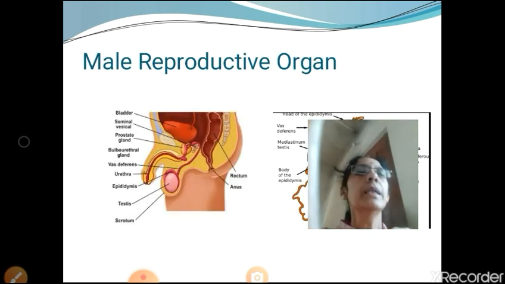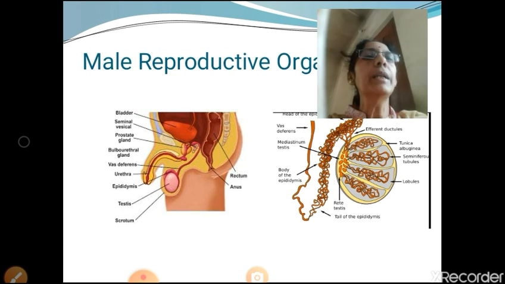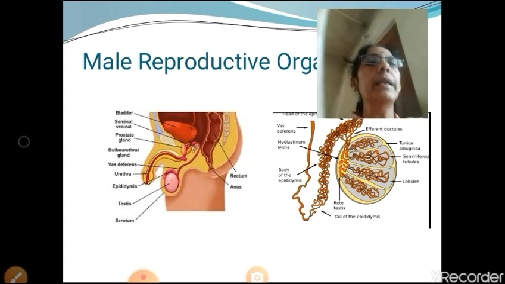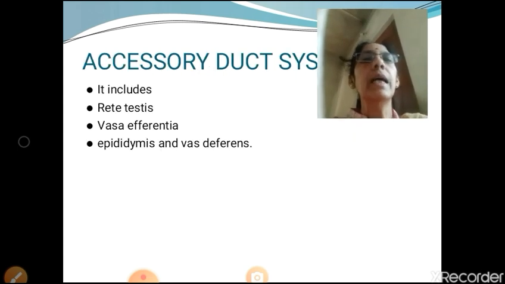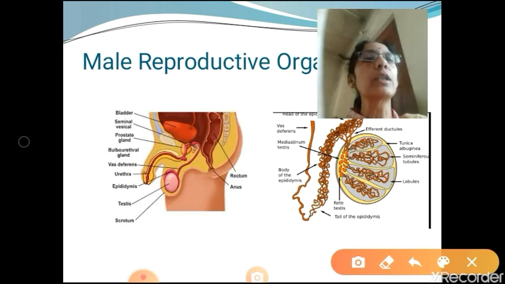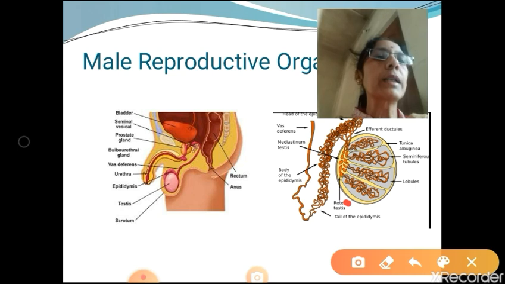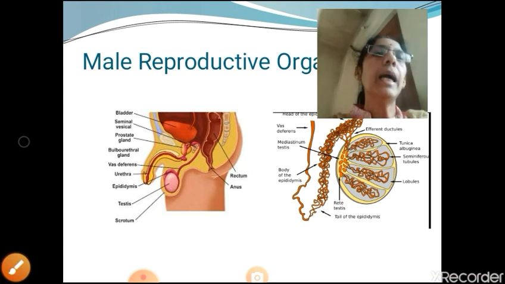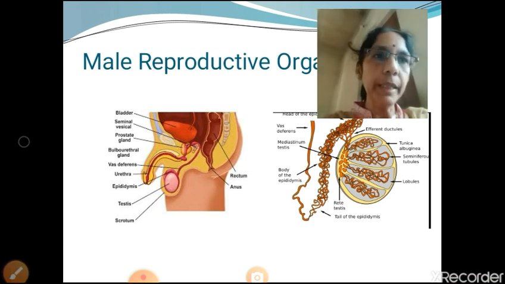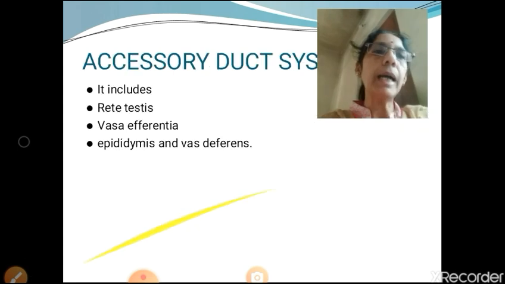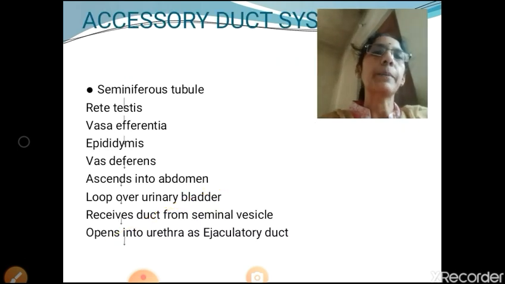So here you can see the seminiferous tubule entering into the rete testis, and then it comes to the epididymis. It ascends into the abdomen, loops over the urinary bladder, and finally opens outside through the urethra as the ejaculatory duct. At that point it receives a duct from the seminal vesicle.